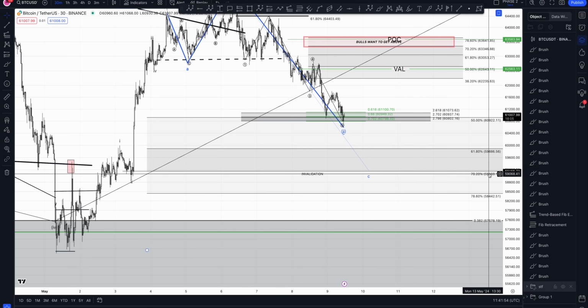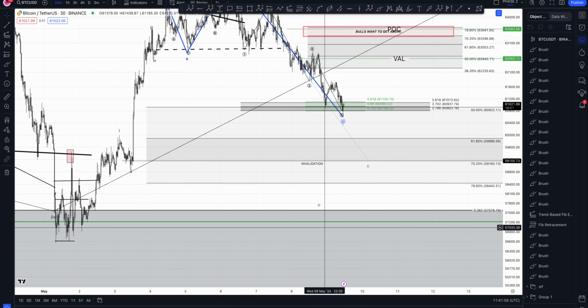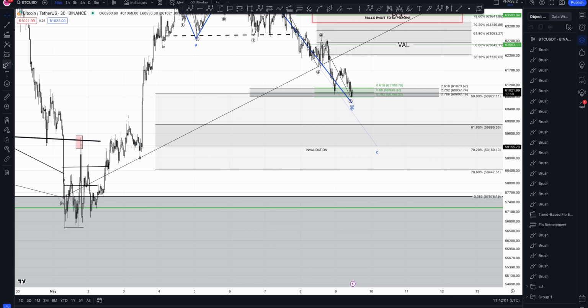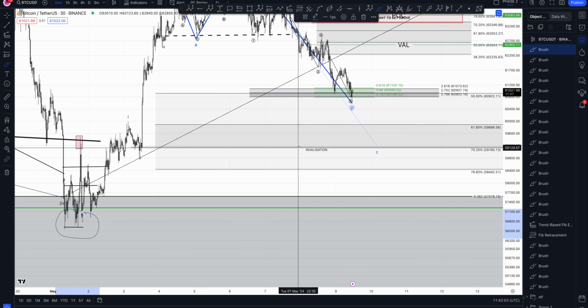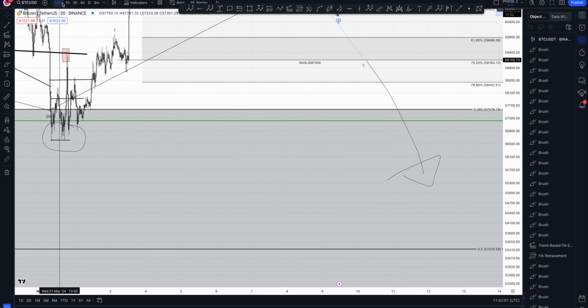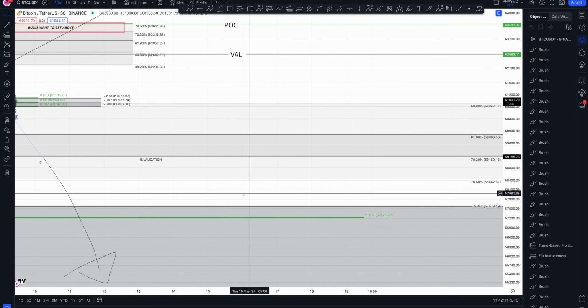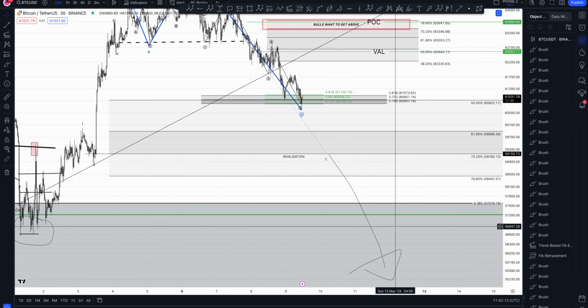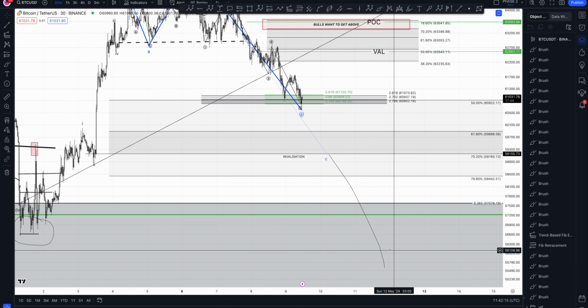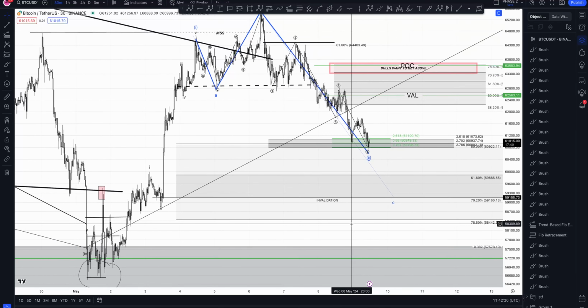But if you go below 59,160, then it's likely that we still have more downside. This low would be taken out, and then we would go down to the 50%, which would be located right at 53,333. But I think that's what the majority expects, and I don't think we go down that low, but we'll definitely see how the chart plays out.